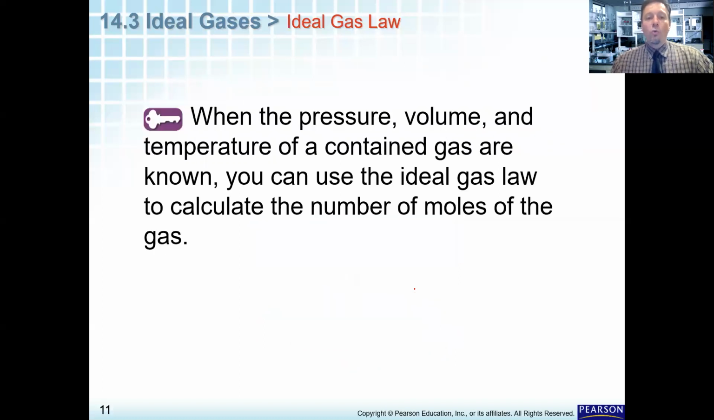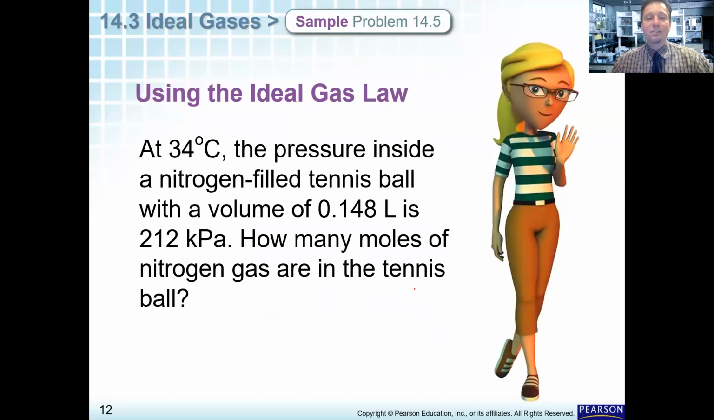All right, so when the pressure, volume, and temperature of a contained gas are known, you can use the ideal gas law to calculate the number of moles of gas. So let's look at an example. At 34 degrees Celsius, the pressure inside a nitrogen-filled tennis ball with a volume of 0.148 liters is 212 kilopascals. How many moles of nitrogen gas are in that tennis ball?